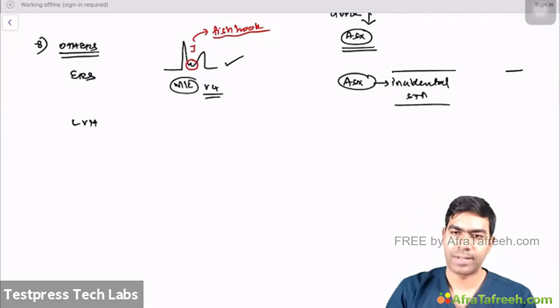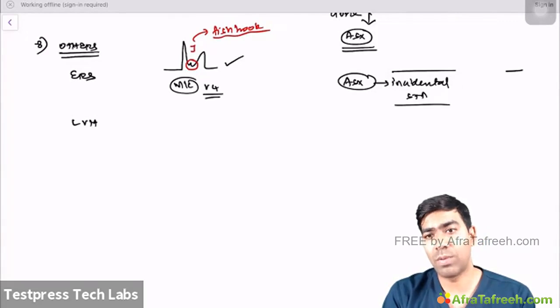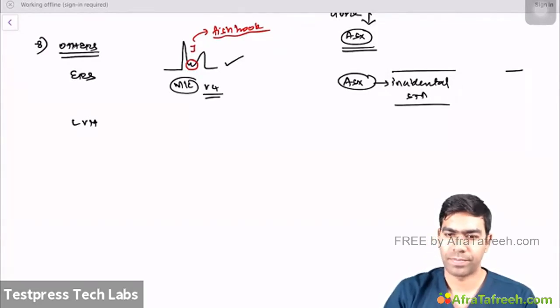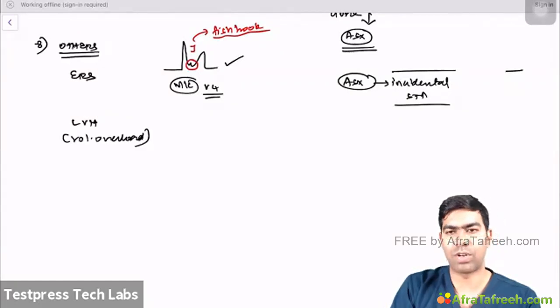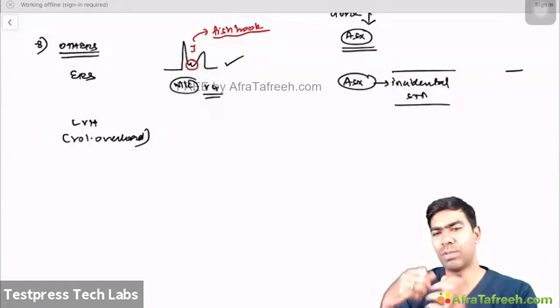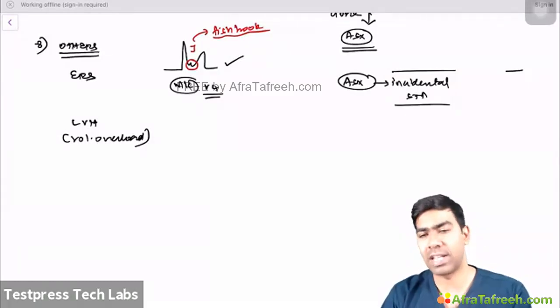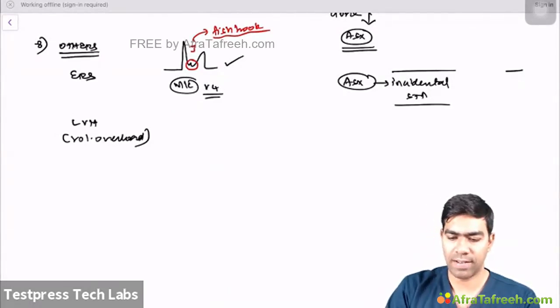Can anyone tell which kind of LVH will produce ST elevation? Volume overloaded ventricle or pressure overloaded ventricle? Of course, volume overload is going to produce ST elevation. Remember, a pressure overloaded left ventricle will be stronger and thicker, and it will compress, producing more subendocardial ischemia, producing ST depression and T wave inversion. Clear? That is suggestive of subendocardial ischemia, which is seen in pressure overload. So volume overload is the one that's going to produce predominantly ST elevation in this setting.